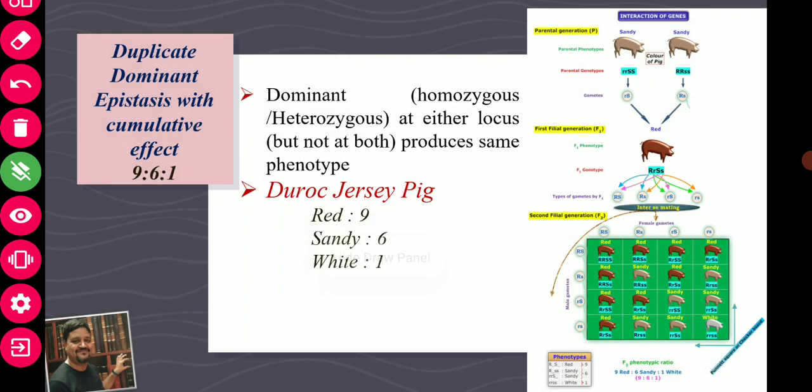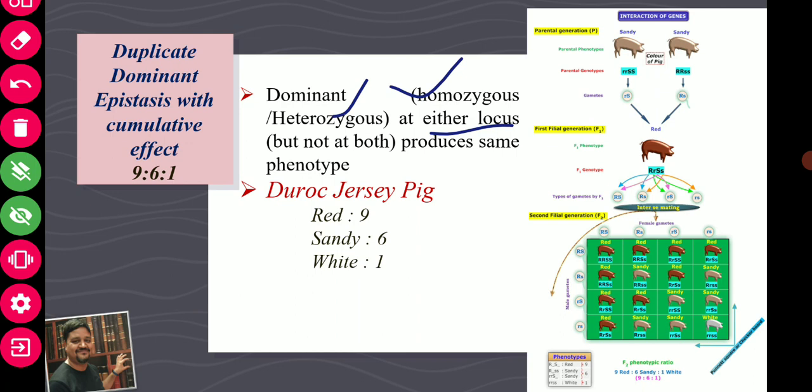the another one is duplicate dominant epistasis with cumulative effect. So the only difference from duplicate dominant epistasis is that when dominant alleles are present at both the loci, they will have a different distinct phenotype. So here you can see dominant homozygous or heterozygous at either loci, but not at both loci, will produce the same phenotype. So when there is dominance at both the loci, they will have distinct phenotype.